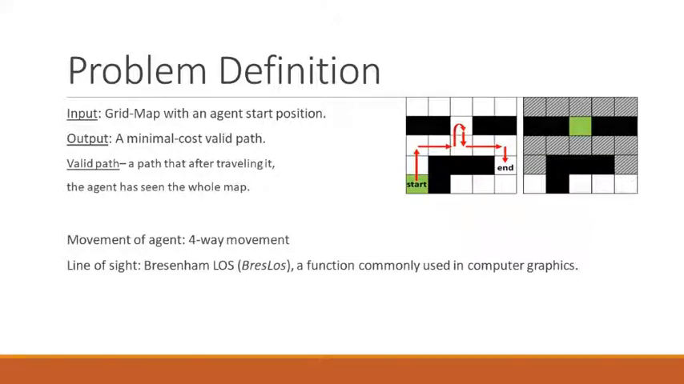Line of sight is computed with Bresenham's line, a function commonly used in computer graphics. You can see in the right picture the agent marked as green, and the gray cells are the cells that it can see from that location.